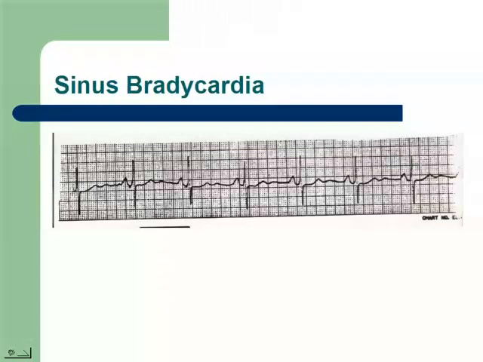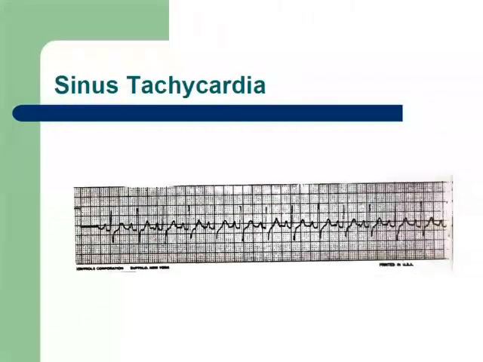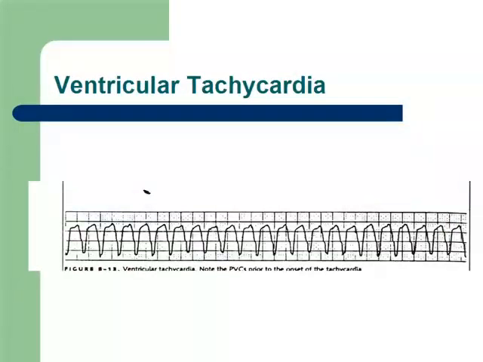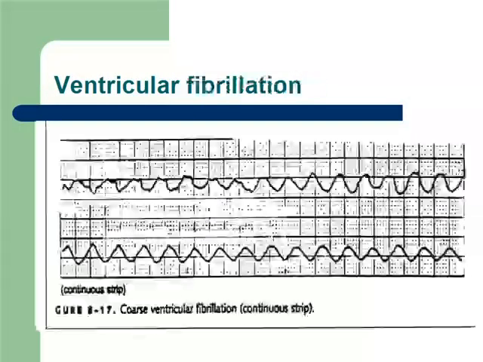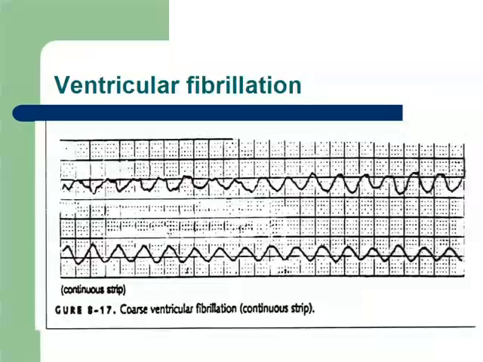Sinus bradycardia, sinus tachycardia. The only thing that's different is that the heart rate is faster. This is ventricular tachycardia. You can see the QRS is wider, more bizarre looking. Ventricular fibrillation, coarse fibrillation. It's a continuous strip, not doing too well. Patient theoretically dead unless you do something about it.